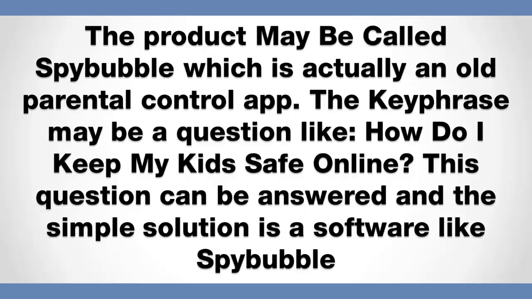The key phrase may be a question like this. Okay, so how do I keep my kids safe online? So it's not mentioning the product name. Okay, but the product name is the answer. So the question can be answered, and the simple solution is always going to be the software or the product you're promoting. Okay, and in this case, it happens to be Spy Bubble. So the question relates back to the product being the solution.